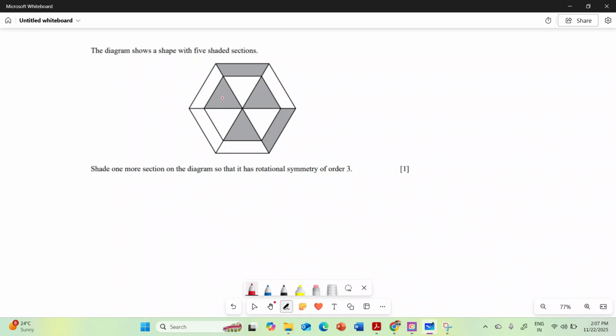So if I rotate this one, this is 360 degrees. But we have order 3, so divide by 3. So this is 120 degrees. And here if I draw this diagram, this is complete from here. This is the position of this one.